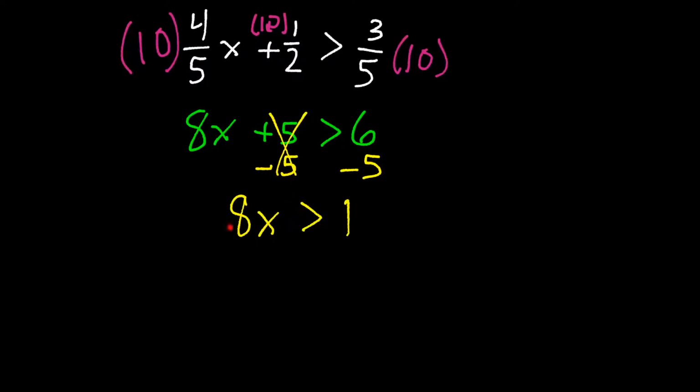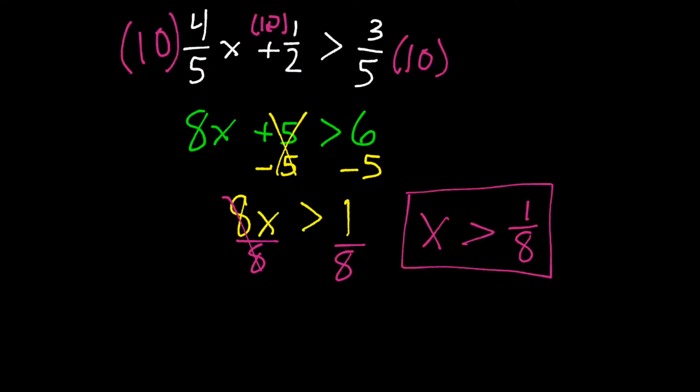Now that we have isolated the variable term, now we have to isolate the variable itself. And to do that, I have to undo the multiplication between 8 and x, so I will have to divide both sides by 8. 8 divided by 8 is 1, and I'm left with x is greater than 1/8. And that is our final solution.